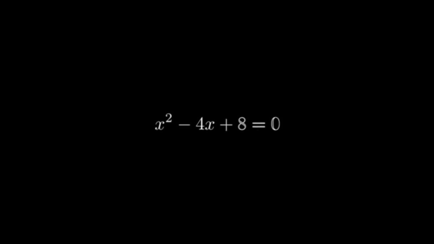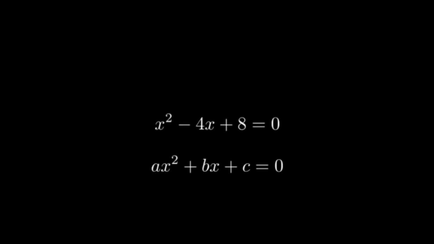Let's examine the quadratic equation x squared minus 4x plus 8 equals 0. This equation will have complex solutions, which we'll discover as we work through it. To solve this equation systematically, we need to identify its components.